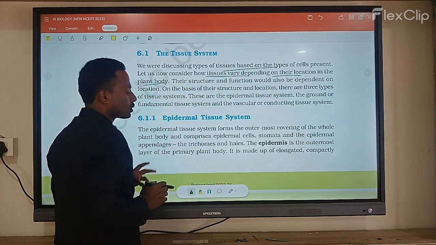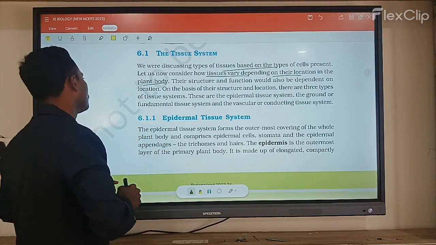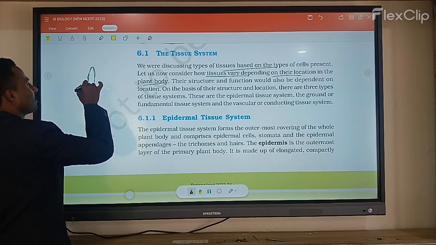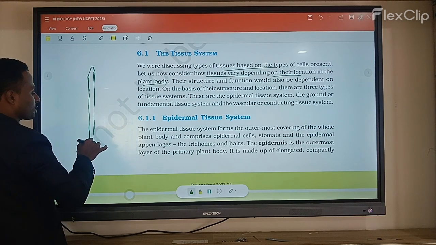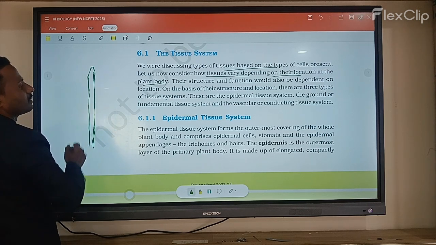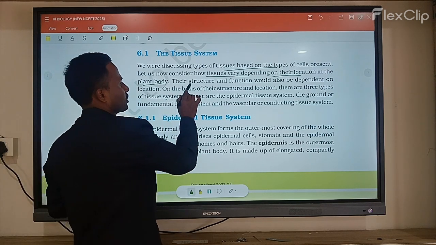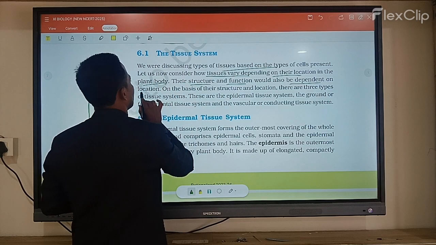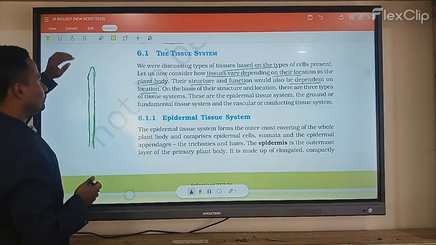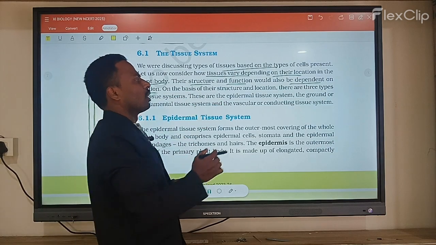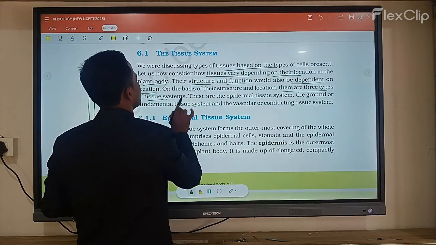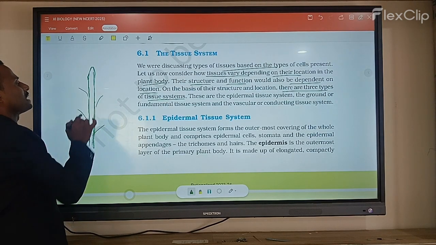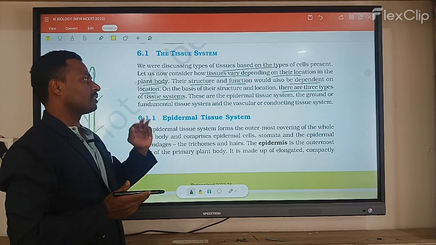in a plant body. For example, you talk about any one particular plant. In this plant, based on the location as well as the entire shape and structure, one can easily study their characters. Their structure and function are also dependent on the location. So on the basis of structure and location, there are three types of tissue systems present.